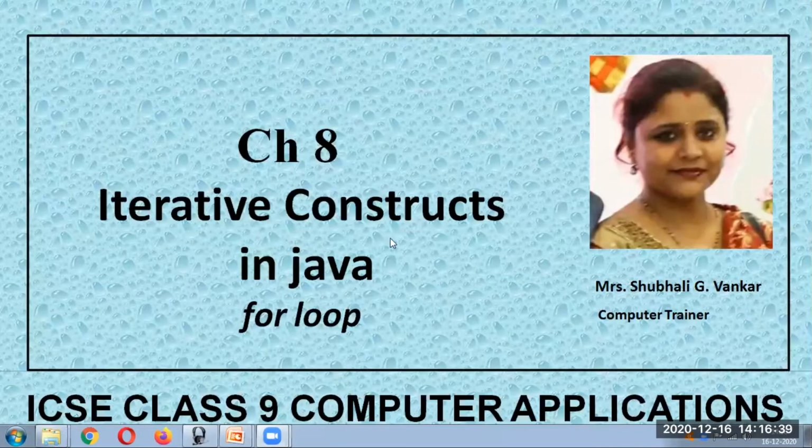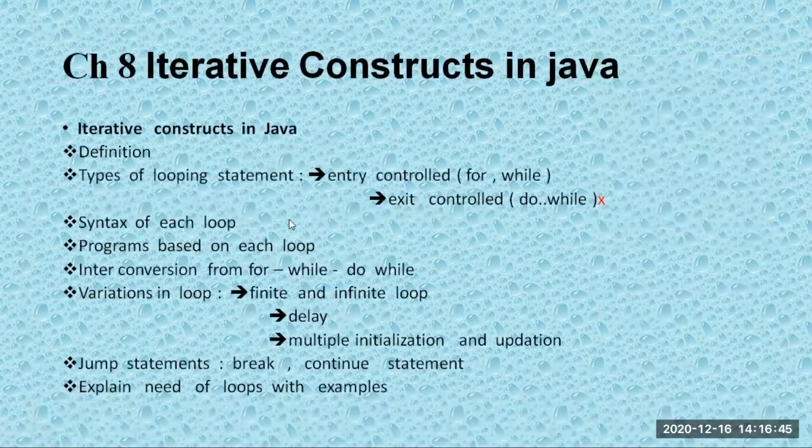Today we'll discuss iterative construction, the Java for loop. This is chapter number 8. What exactly are we going to discuss in this chapter? Let us understand the definition, what exactly we mean by iterative construct, and the types of looping. There are two types in this: entry control and exit control.